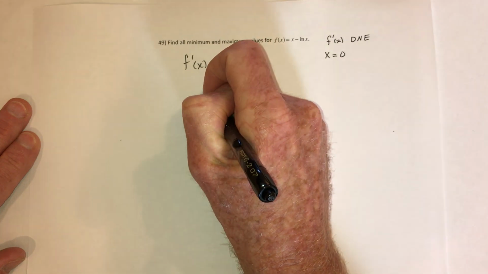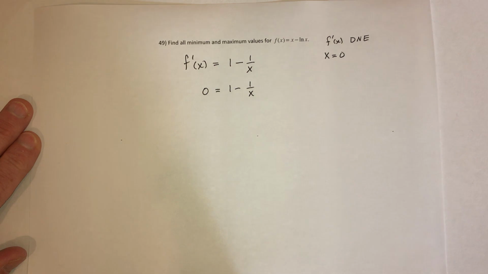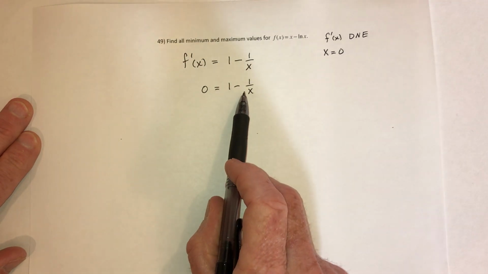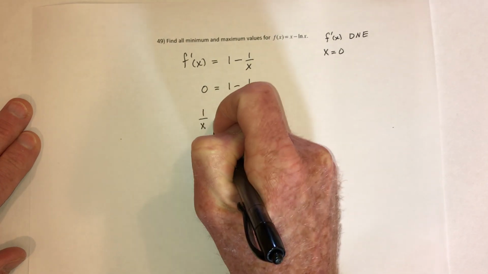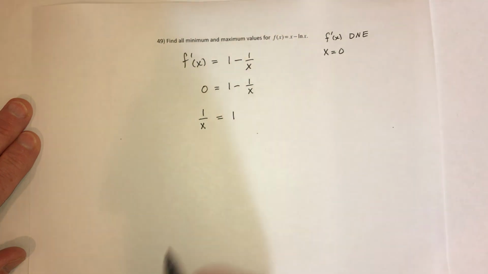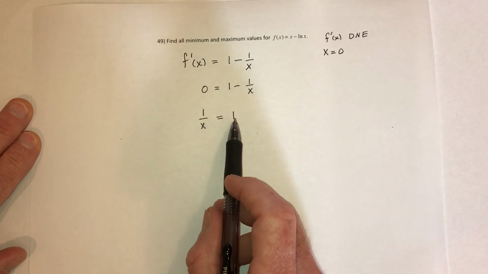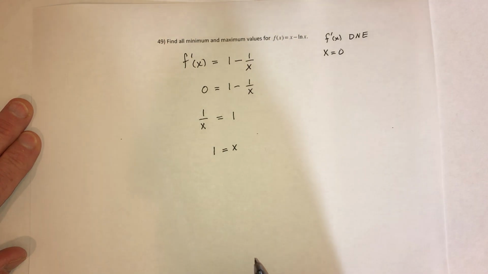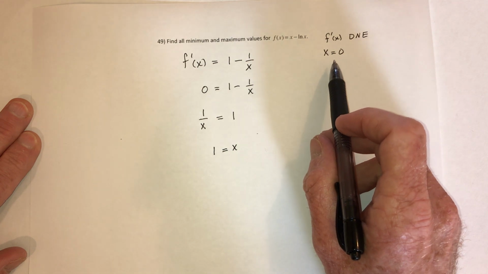Then set the derivative equal to 0 and solve for x. So what I would do is take this negative 1 over x, add it to both sides. On the left side, it becomes a positive 1 over x, and then it still equals 1. And then multiply both sides by x, and over here we would have 1 times x. So x equals 1 is a critical value, and x equals 0 is also a critical value.